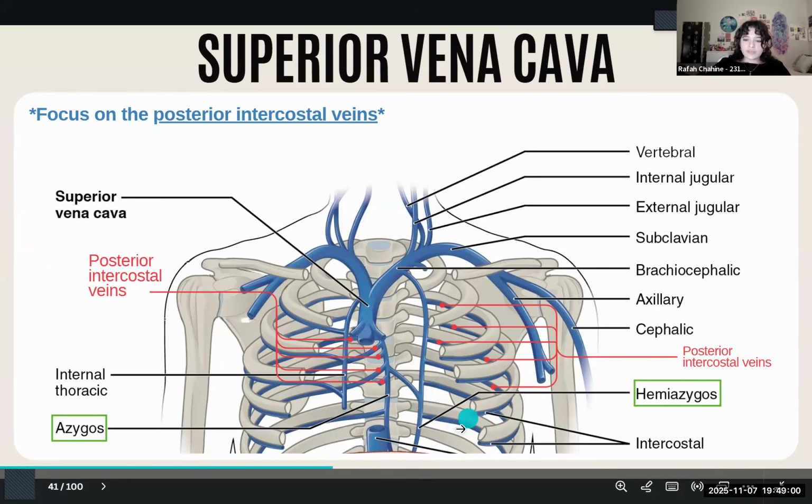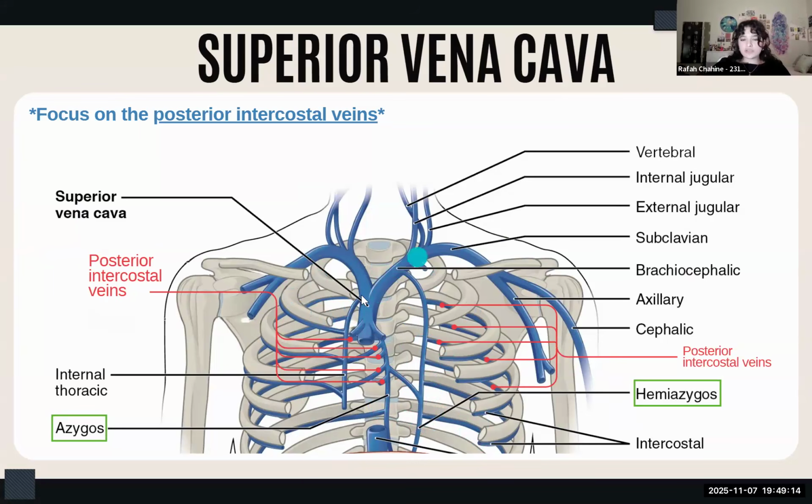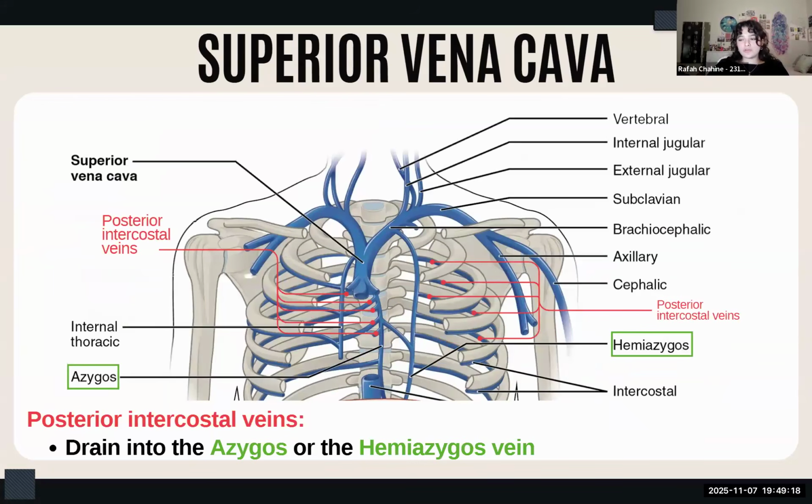Okay. On the other side, these are all the posterior intercostal veins. They're going to drain into the hemiazygous, into this hemiazygous vein. This hemiazygous vein will immediately drain into the azygous vein, or sometimes immediately drain into the brachiocephalic into the superior vena cava. So, are the posterior intercostal veins clear?